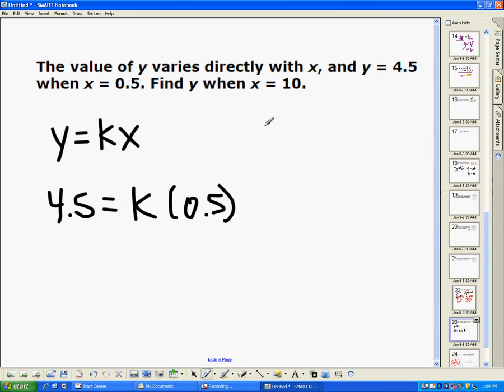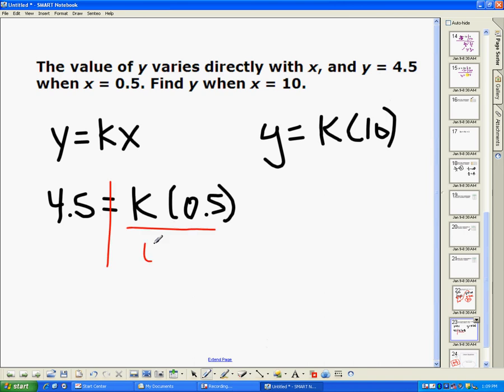Y equals kx. So I'm going to solve this here. I'm going to figure out what k is. I'm going to divide both sides by 0.5. This cancels out, so I get that 9 is equal to k. Oops, sorry. So I'm going to come up here and replace k with 9. So y is equal to 9 times 10, which is 90. So y is equal to 90.